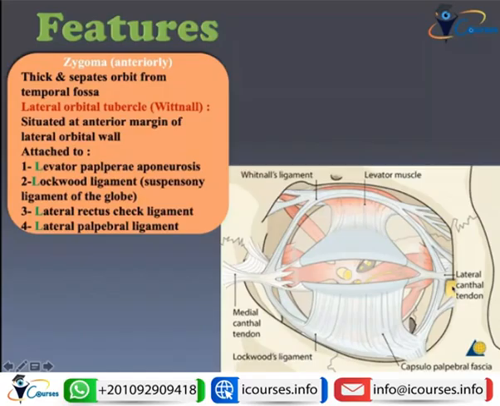The lateral rectus check ligament. Each rectus muscle has a check ligament. We will discuss it later. This ligament also is attached to the lateral orbital tubercle. And finally, the lateral palpebral ligament, sometimes called the lateral canthal tendon, which attaches the tarsus to the lateral orbital margin, is also attached to the lateral orbital tubercle. However, as you can see here, this is the Whitnall ligament, which is away from the lateral orbital tubercle.